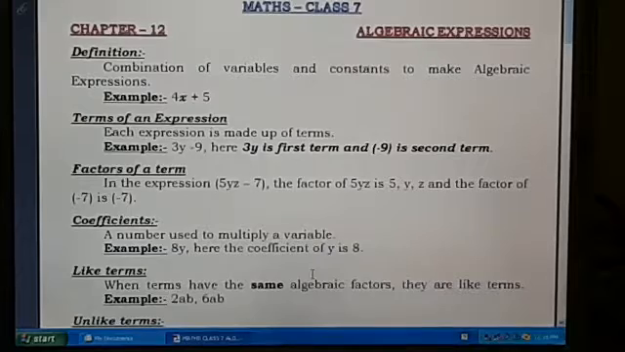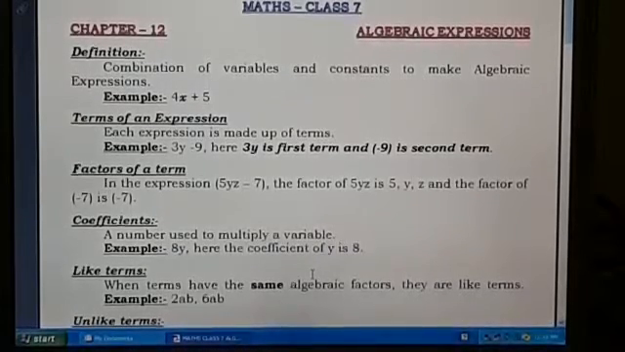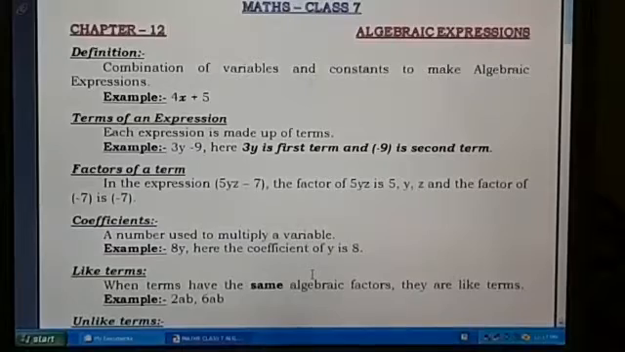Next, factors of a term. See the expression 5yz minus 7. So this is an expression. We have to write the factors of this expression. First of all, we have to take one term, that is 5yz.